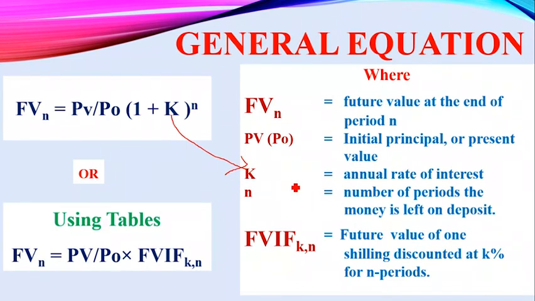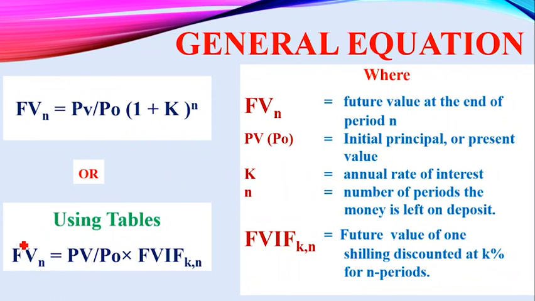How much are you earning from that particular account? If you're invested in an account that pays you 10% of what you have invested, the 10% is our K. Then the PV or the P naught is the amount that you have invested, the initial principal or the present value. If you're investing 100,000 today, that amount is the present value, because it is the amount of money that you're keeping today so that you can earn some amount in the future. Therefore it is the PV or the P naught.